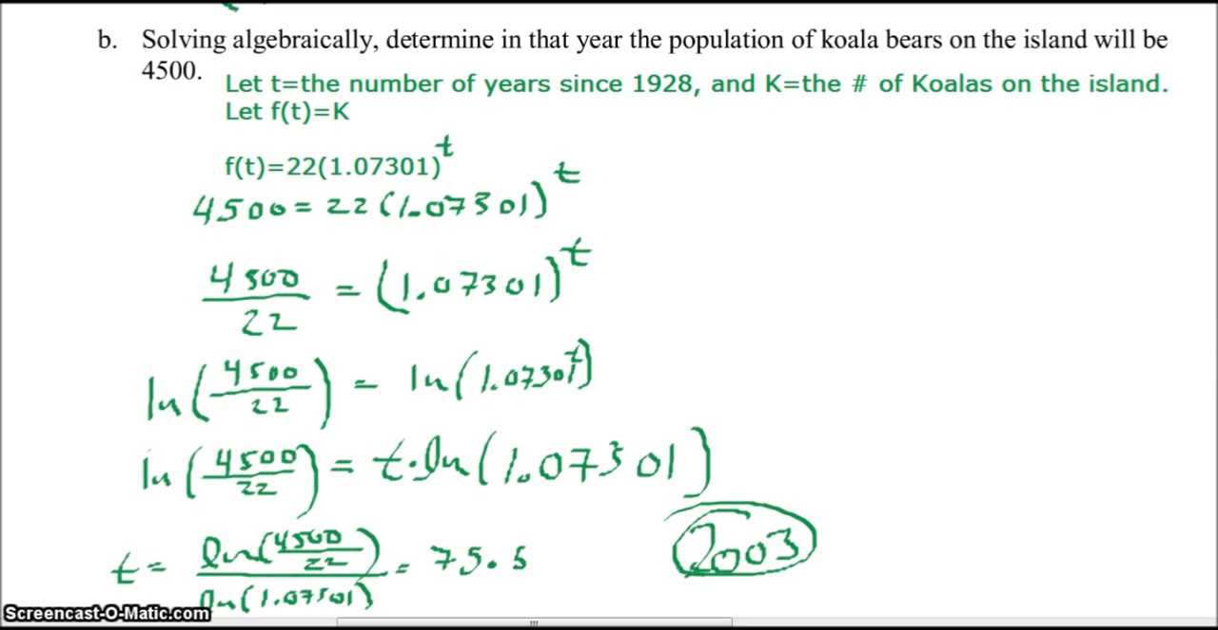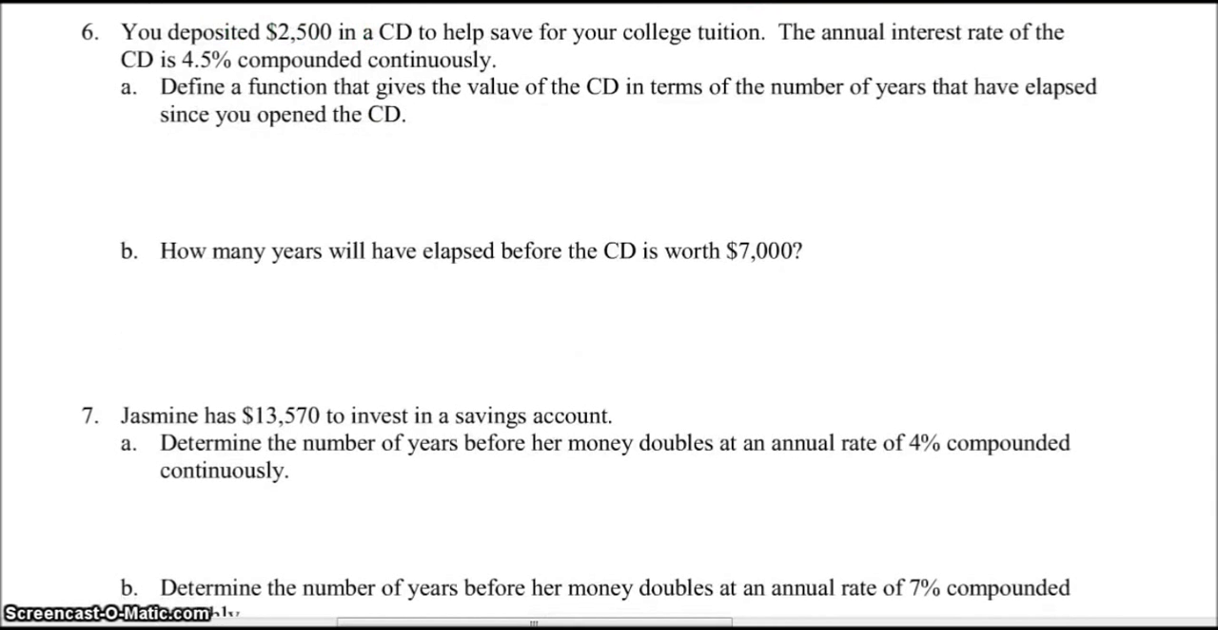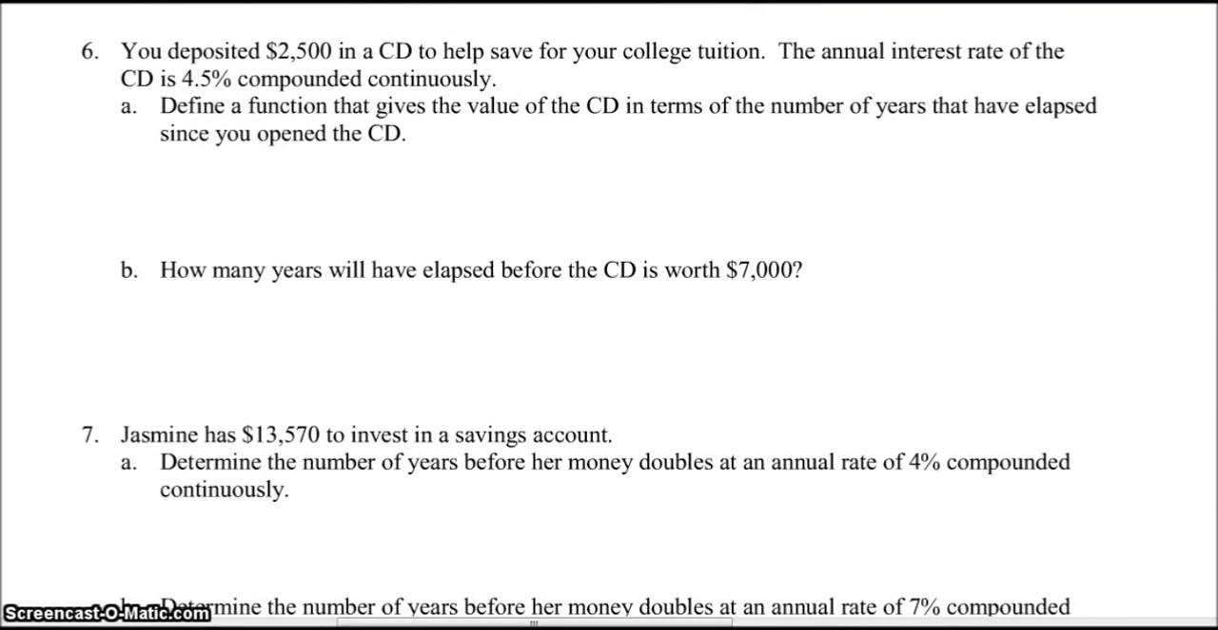I think that's all I assigned you guys for homework, but I'm going to go ahead and solve number 6 and 7. Number 6, you deposited $2,500 in a CD to help save for your college tuition. The annual interest rate of the CD is 4.5% compounded continuously. Define a function that gives the value of the CD in terms of the number of years that have elapsed since you opened the CD.